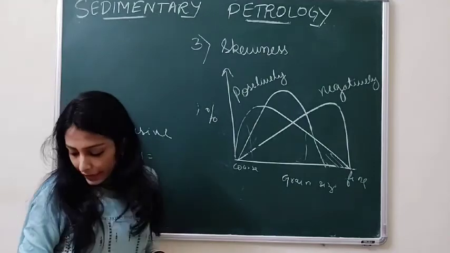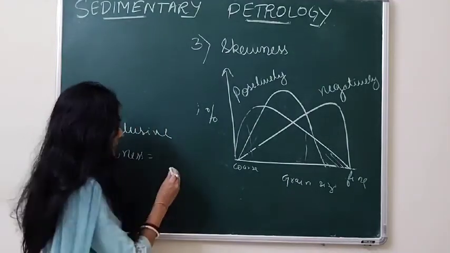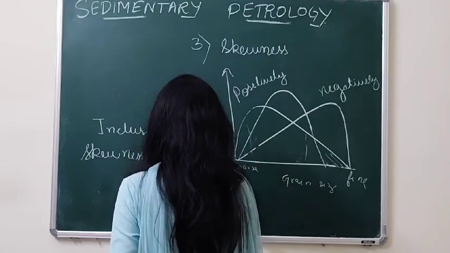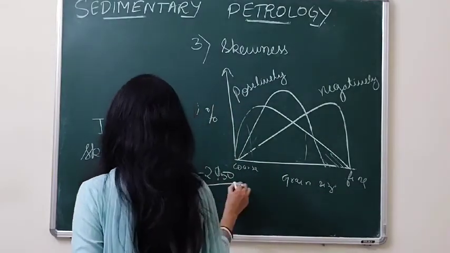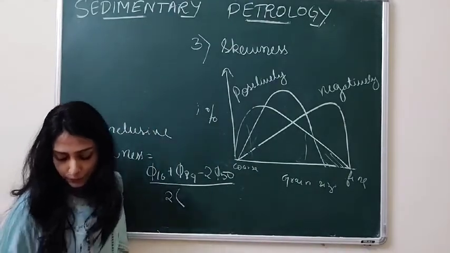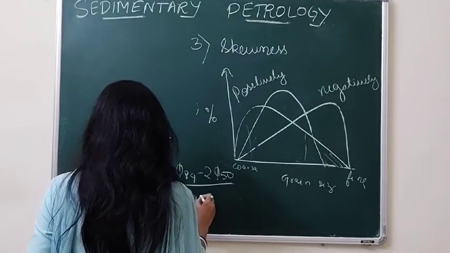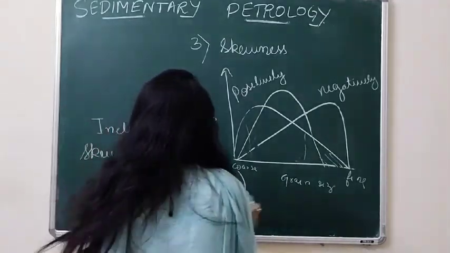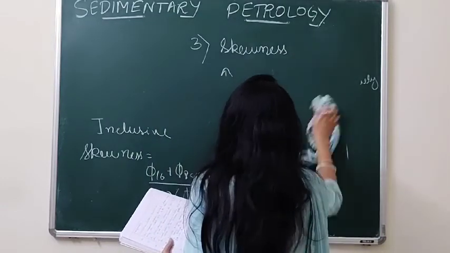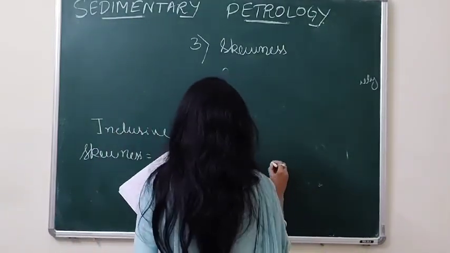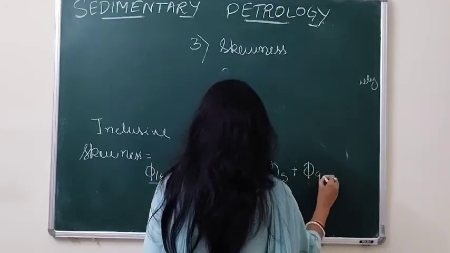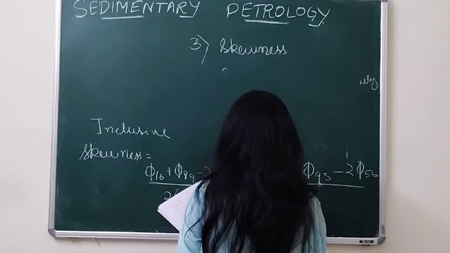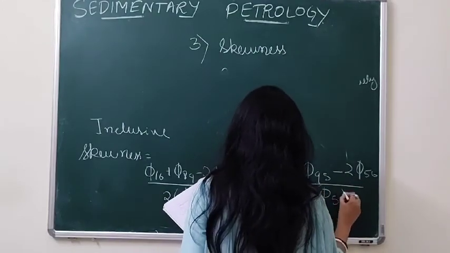Okay, so inclusive skewness has a formula. So what is that formula? That formula is (φ16 + φ84 − 2φ50) divided by 2(φ84 − φ16), plus (φ5 + φ95 − 2φ50) divided by 2(φ95 − φ5). The formula is a lengthy one. So this is the formula.